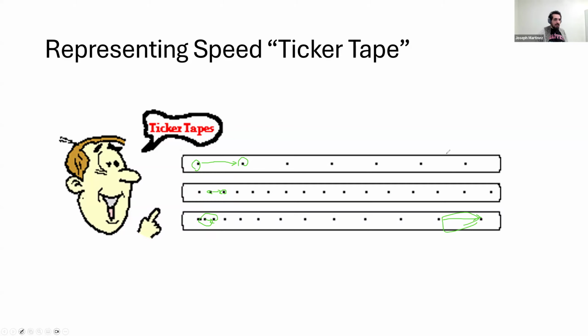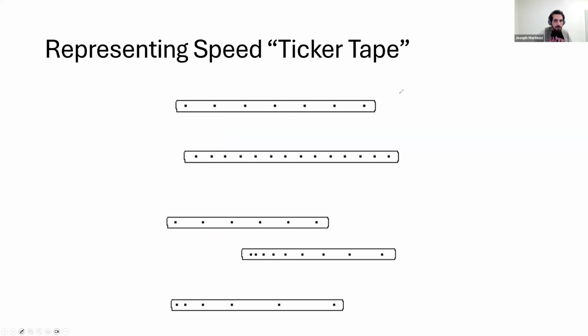So I'm going to put up a slide that has a few examples of what you might see with ticker tape. You might see examples where we have them very far spread apart. This means it is covering a large distance in the amount of time that it takes for the car to travel. If the dots are more spread out, it's covering a long distance with time. That indicates that we have an object that is fast. So if the dots are very far spread out, that's saying that the object is moving quite quickly.